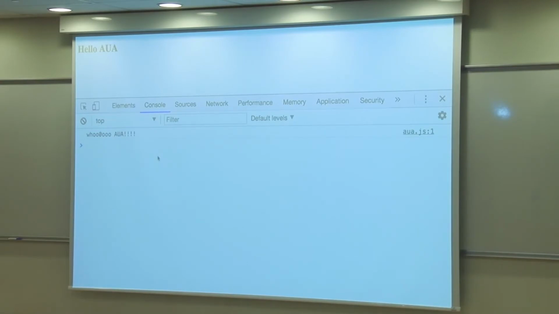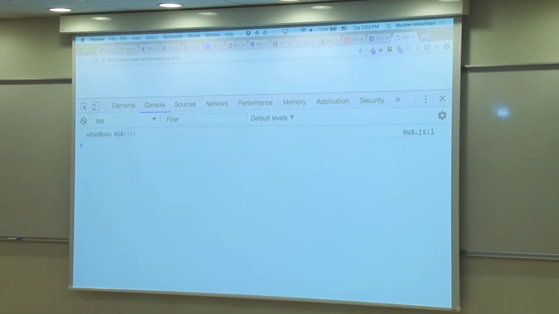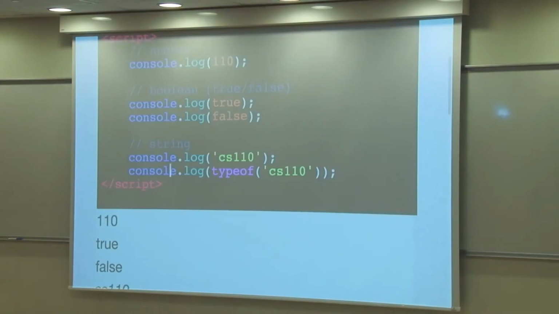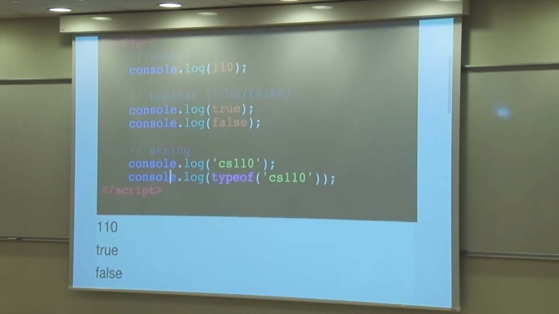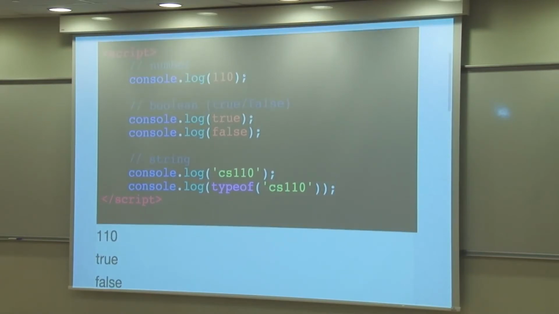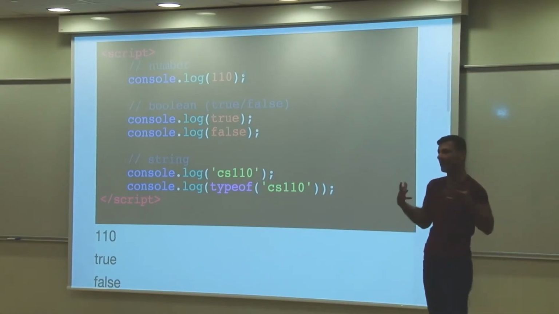So if we go back to the app, where's my app? There it is. If I do console log 110, it will print 110. Yes? Now let's dive in. We now have an understanding of how to run JavaScript, and we know what console log is. Let's actually get into the language.